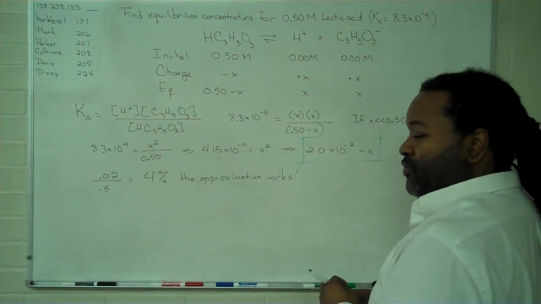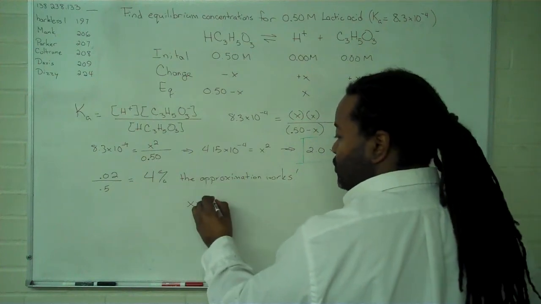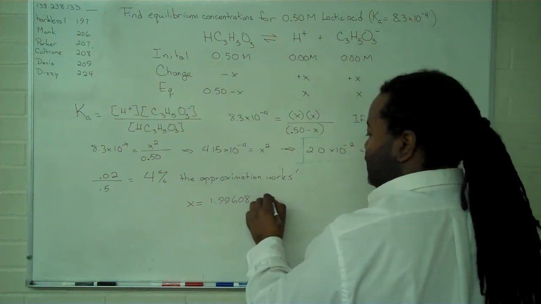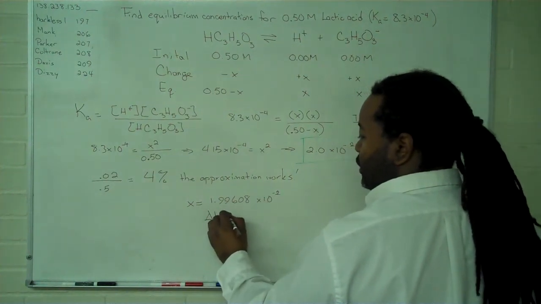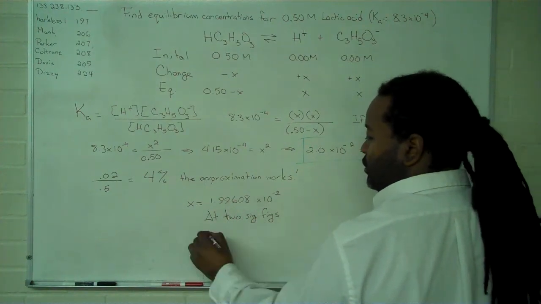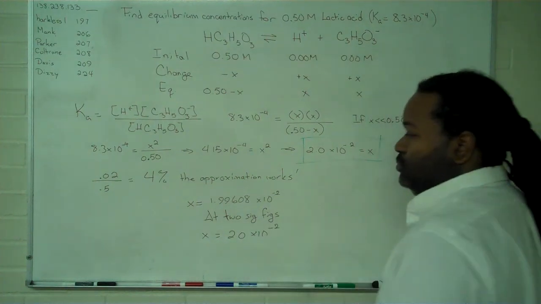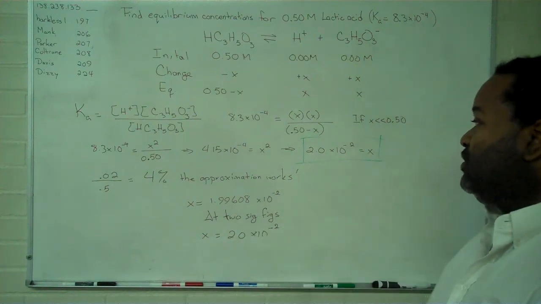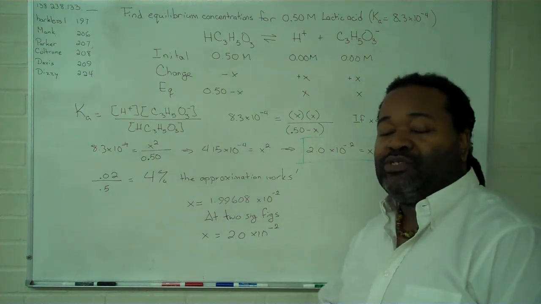If you follow through with the quadratic formula, you'll find that x is 1.99608 times 10 to the negative 2, which at 2 sig figs means that x equals 2.0 times 10 to the negative 2. So the quadratic formula, while longer, will give you the same answer. Because we're looking at something that's less than 5%, we can simply use the exact same result from the approximation.